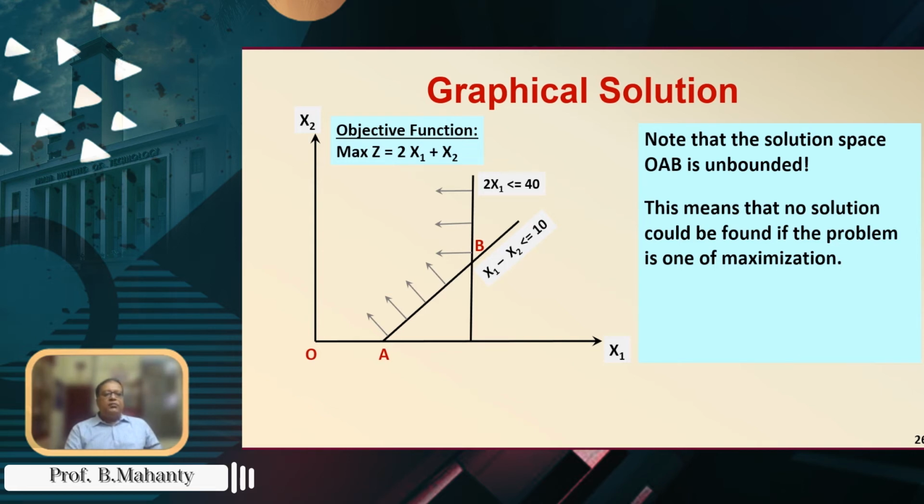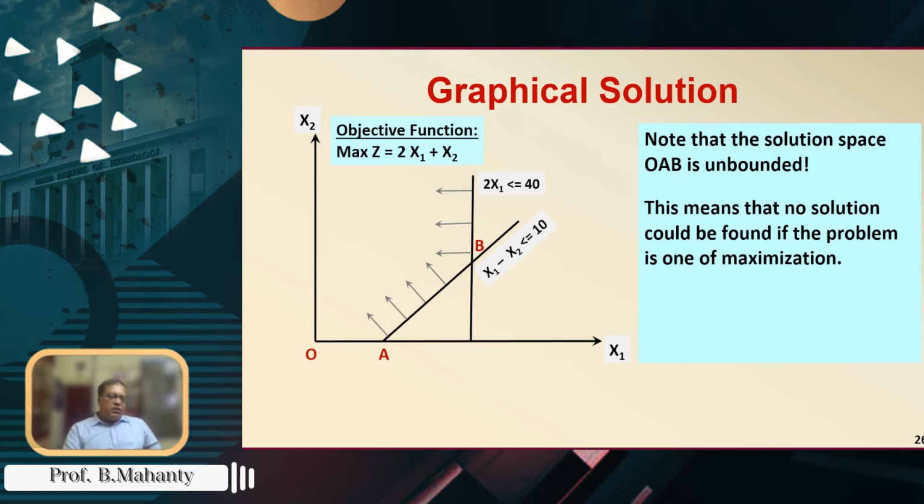Look here, these two lines, that means the x2 axis and 2x1 equal to 40, are parallel to each other. Since they are parallel, they are not going to meet. Technically, sometimes we say they will meet at infinity. So essentially it means that the solution space, that is OAB, is actually unbounded. So we have a problem here with an unbounded solution space.